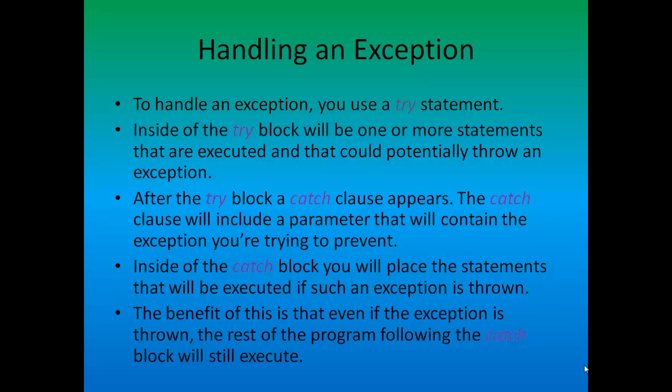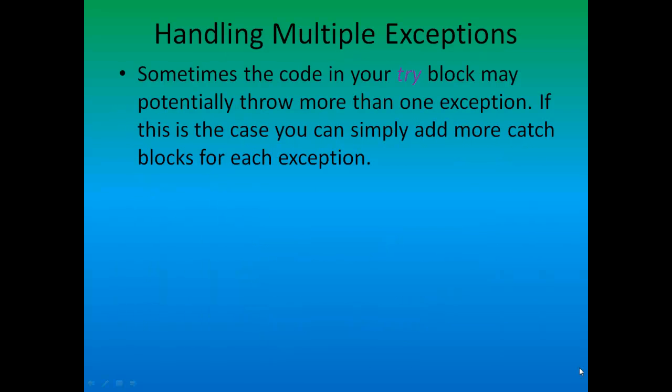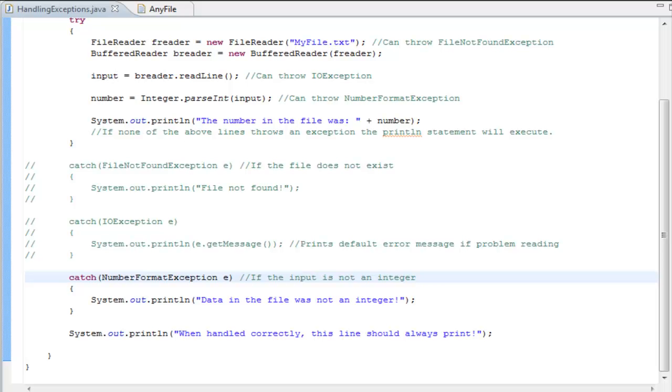The benefit of this is that even if the exception is thrown, the rest of the programming following the catch block will still execute. Sometimes the code in your try block may potentially throw more than one exception. If this is the case, you can simply add more catch blocks for each exception. This will be shown in the code example to follow.